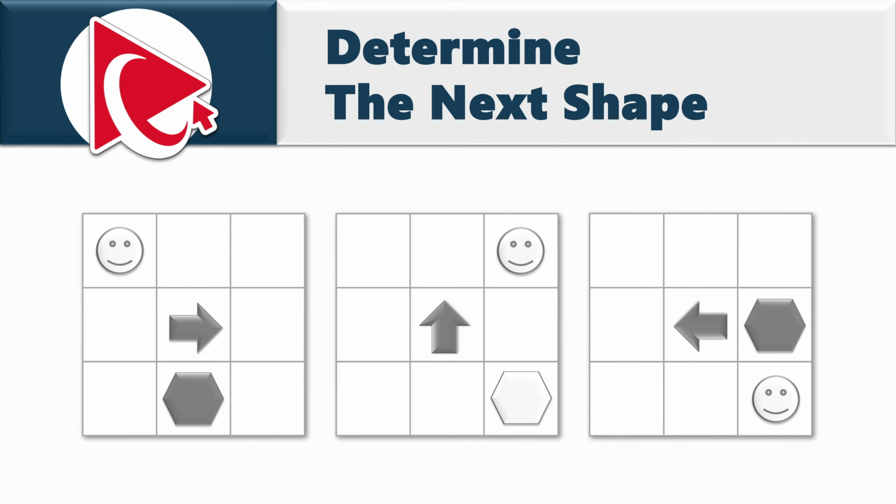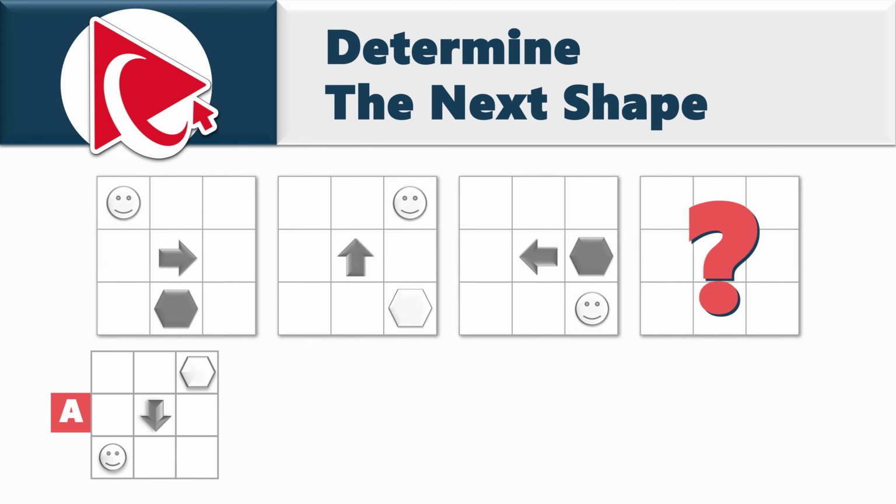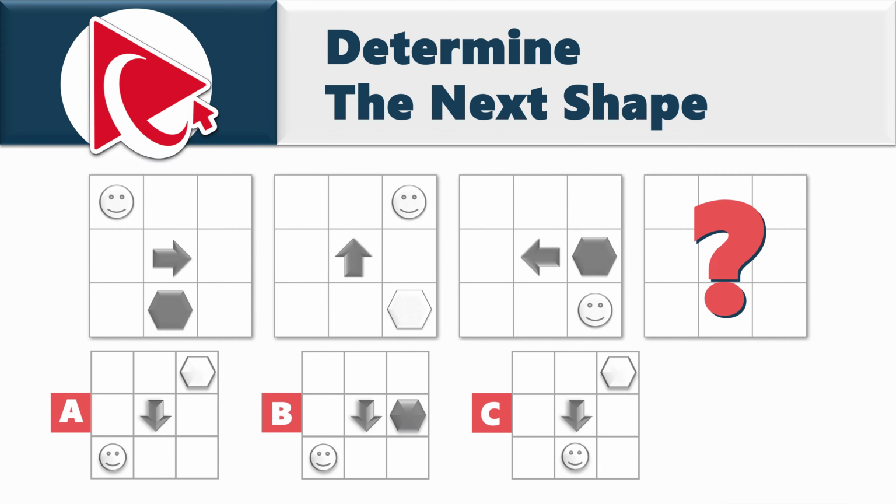You're presented with 3 shapes. Each shape has a smiley face, an arrow, and then a hexagon. The 4th shape is missing. You need to determine which one to select, and select the 4th shape out of 4 possible choices. Choices A, B, C, and D.